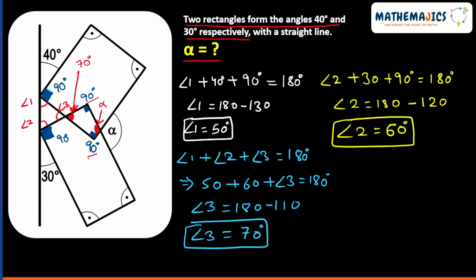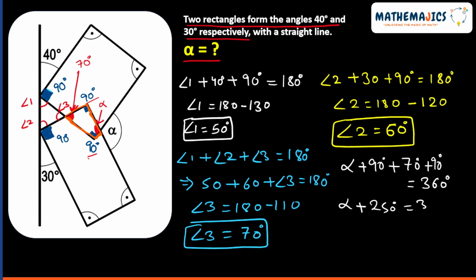Let me mark this quadrilateral with a different color so that you can see properly. So this is a small quadrilateral that we have, and the four angles are 90, alpha, 90 and 70. So we can use this information to find the alpha angle. Alpha plus 90 plus 70 plus 90 together add up to 360 degrees. Why? Because the sum of angles of a quadrilateral is 360 degrees. So alpha plus 250 degrees equals 360 degrees.